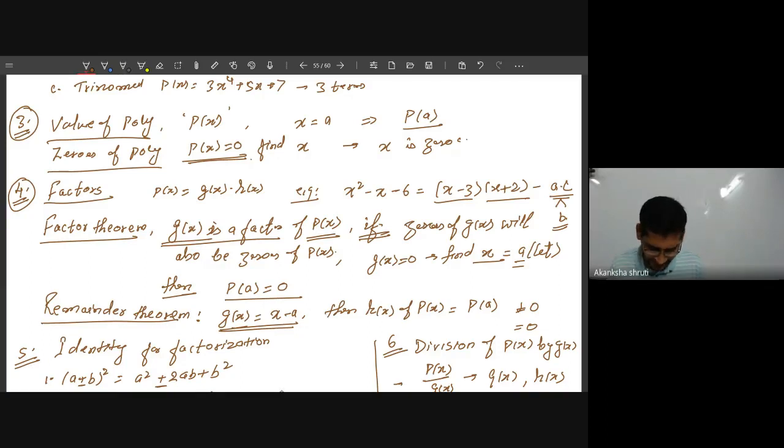In the remainder theorem, as in the factor theorem, you have to equate g(x) to 0, but this g(x) should be a linear polynomial, meaning in the form of ax plus b, a polynomial of degree 1. From there you calculate the value of x, then substitute that x in p(x). By that way you will get the remainder of this polynomial p(x). Okay, students, so this was the remainder theorem.